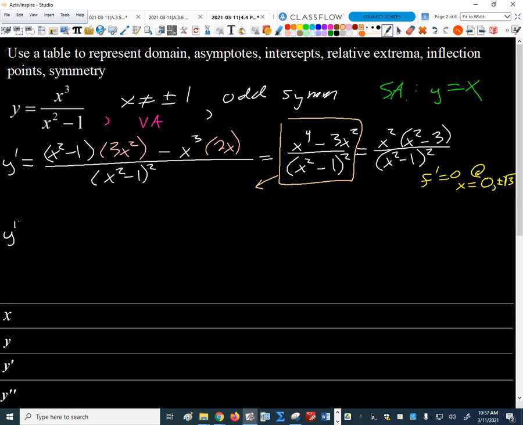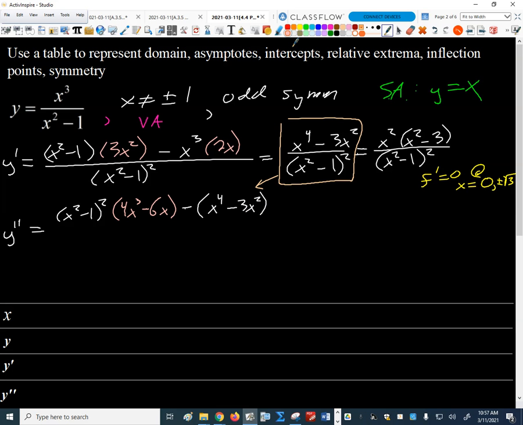Okay. And so then let's see, we're going to get y double prime. Again, I've just got quotient rule. So I've got low d high. D high is going to be, what are we going to get here? So I'm going to get 4x cubed minus 6x, minus high, x to the fourth minus 3x squared d low.